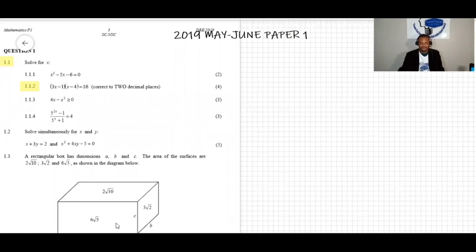Well, in the previous question, we did question 1.1.1. Now we're going to do question 1.1.2. The question says (3x minus 1)(x minus 4) equal to 16, correct to 2 decimal places. Let me tell you something. Whenever you see the statement "correct to certain decimal places", understand that the equation is not factorizable, so here you don't factorize, okay?